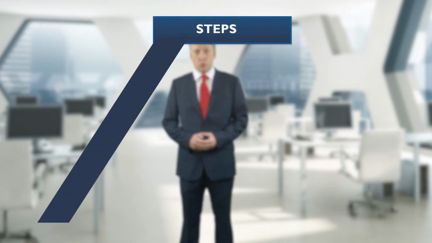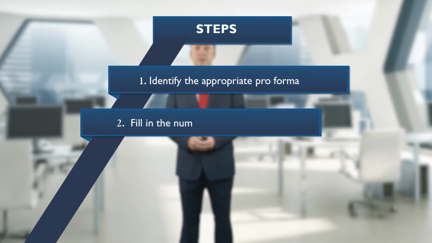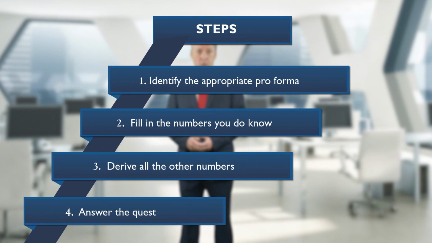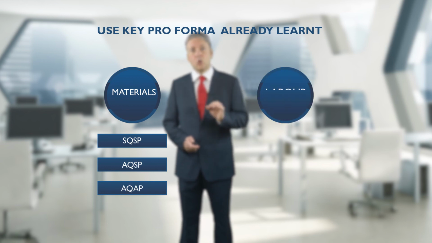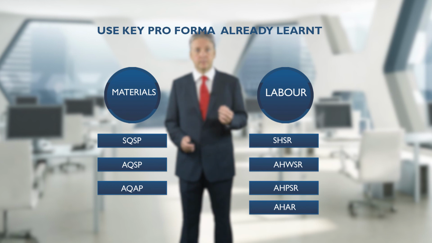In summary, when we look at backward variances, there are 4 steps. We identify the appropriate pro forma. We fill in the numbers on the left-hand side that you know. We derive all the other numbers, given that we know the variances, and then we answer the question as set. The key to this is to use pro formas that we already know. In the example that we had, we looked at material pro formas and labour pro formas for variances.